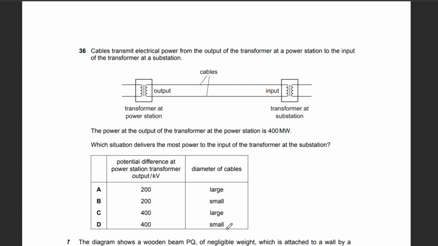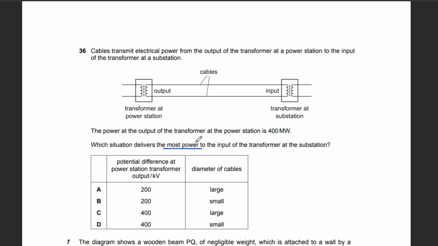Cables transmit electrical power from the output of the transformer at a power station to the input of the transformer at a substation. The power at the output of the transformer at the power station is 400 megawatts. Which situation delivers the most power to the input of the transformer at the substation?